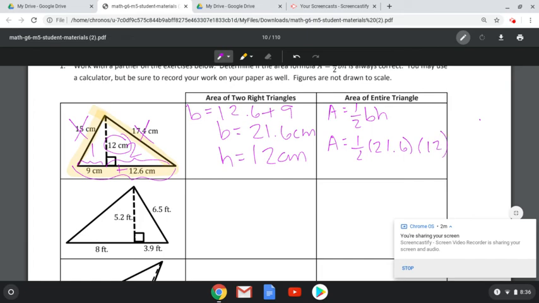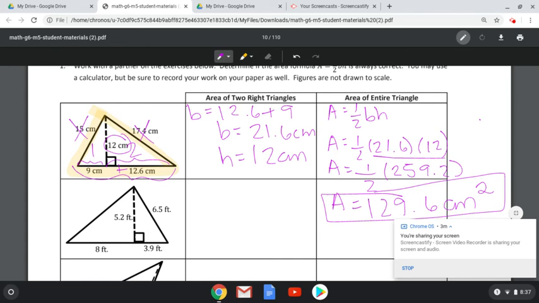And like I said in the last video, in the last lesson, you can either multiply 1/2 times 21.6 first, or like I like to do it, I like to multiply these 2 together, the base and the height. So 21.6 times 12. So I get 1/2 times 259 and 2/10. And so last but not least, all we have to do is go ahead and take half of 259.2 or multiply it by 0.5. And I get my final answer of 129.6 centimeters squared. And there's my answer.